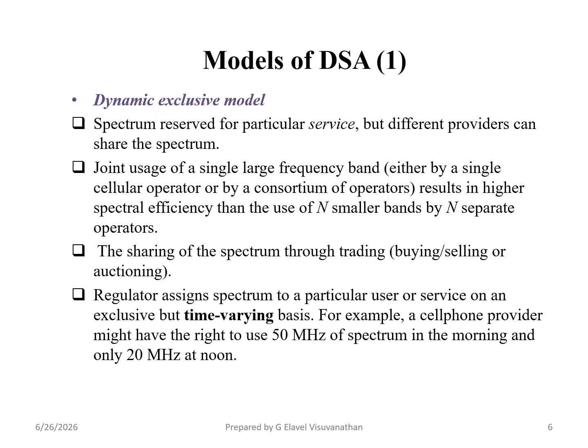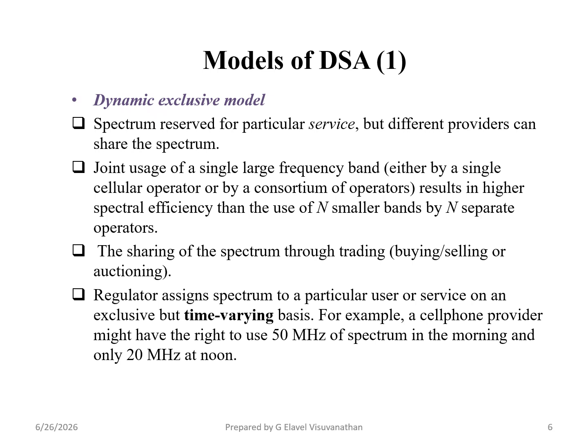Last, the regulator assigns spectrum to a particular user or service on an exclusive but time varying basis. For example, a cellular provider might have the right to use 50 megahertz of spectrum in the morning and only 20 megahertz at noon. Why? Because even though here the regulator assigns the spectrum to a particular user, it depends upon the time varying basis.